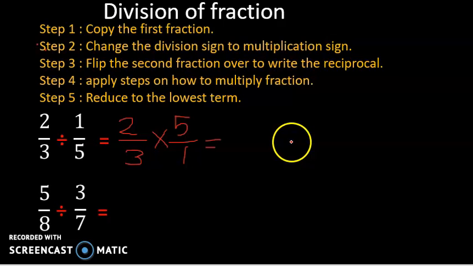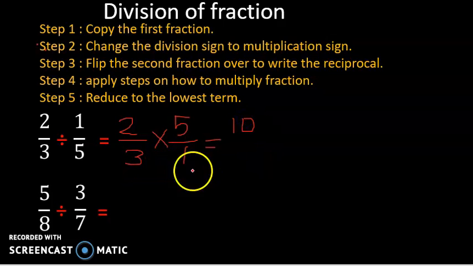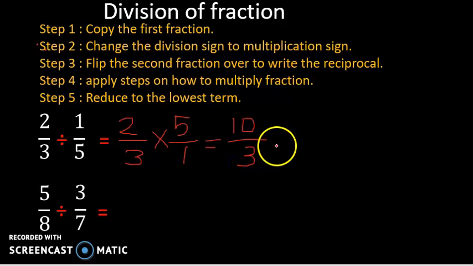Then apply steps on how to multiply fractions. That is our step number 4. So in multiplying fractions, the first step is to multiply both numerators. So 2 times 5 is 10. Second step, multiply both denominators. So 3 times 1 is equal to 3. So 10/3. And the last but not the least, reduce your answer to the lowest term.